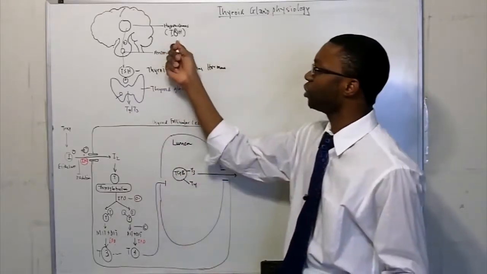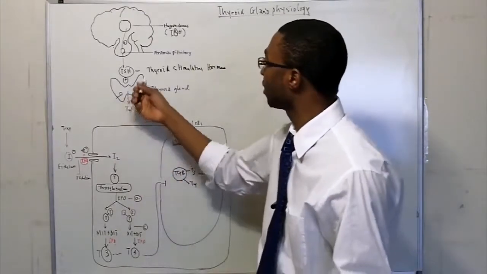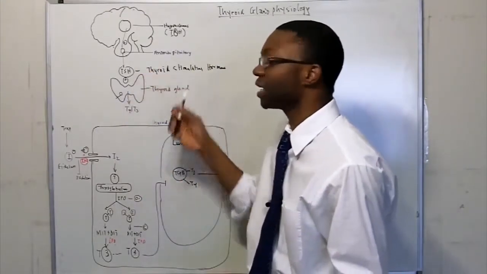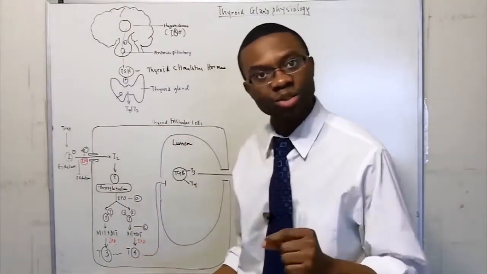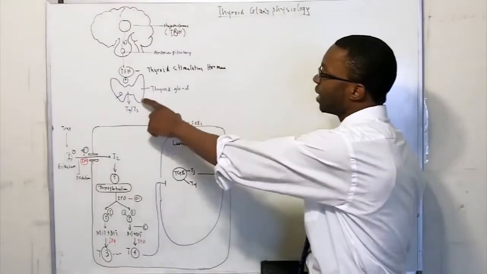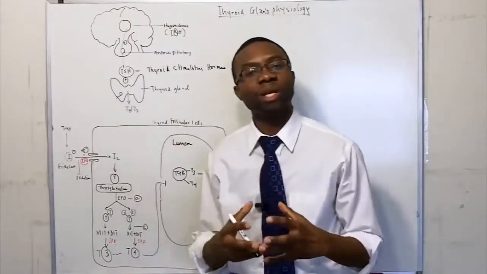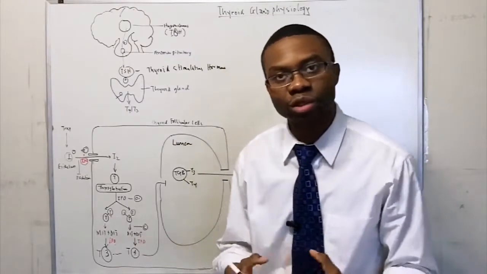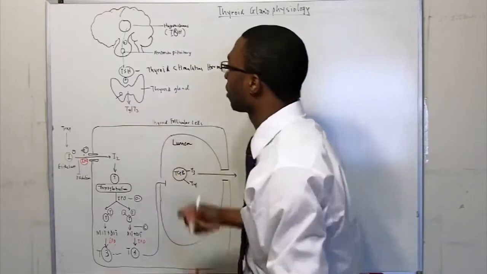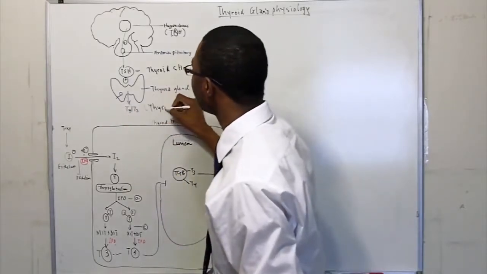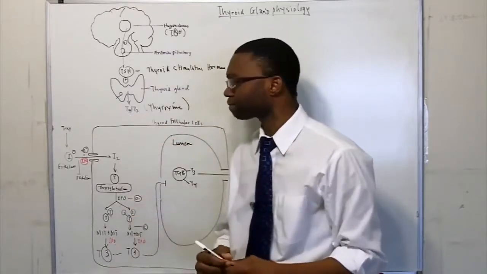Now, wait a minute. If this is a thyroid releasing hormone, because we want to release something from the thyroid gland, this is a thyroid stimulating hormone, like, wake up, we need to make something. It's going to go down and now stimulate the thyroid gland, which is made up of a lot of follicles, a lot of follicular cells. And the job of the thyroid gland is to make what? Thyroxine, which is T4 or T3.